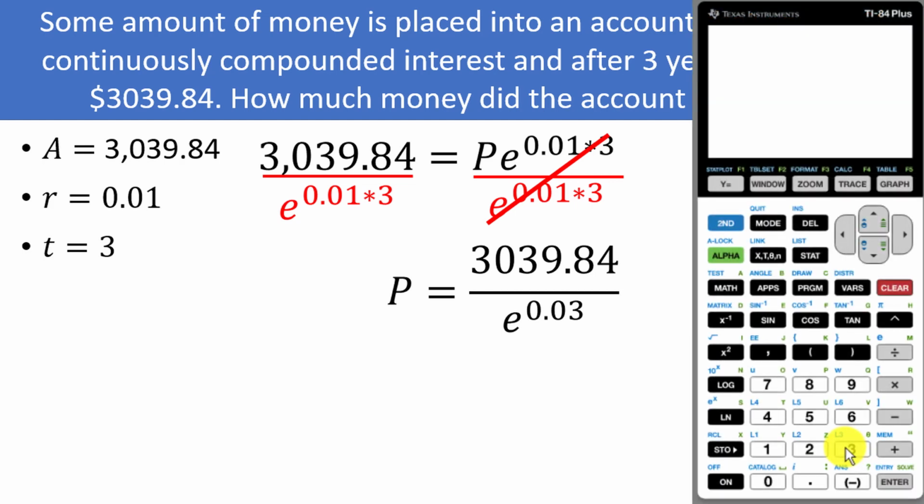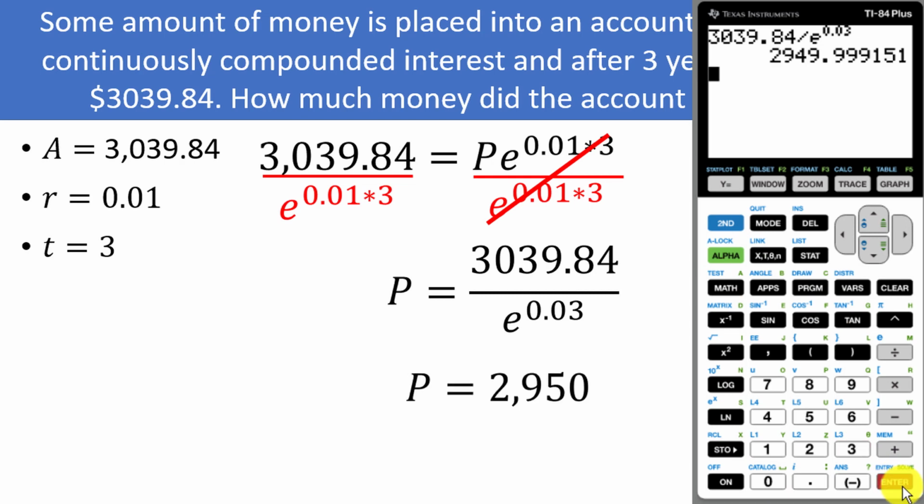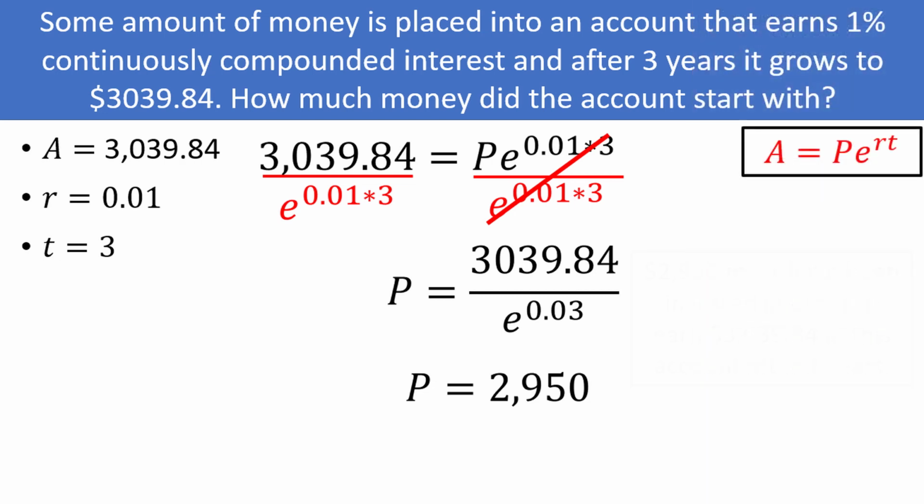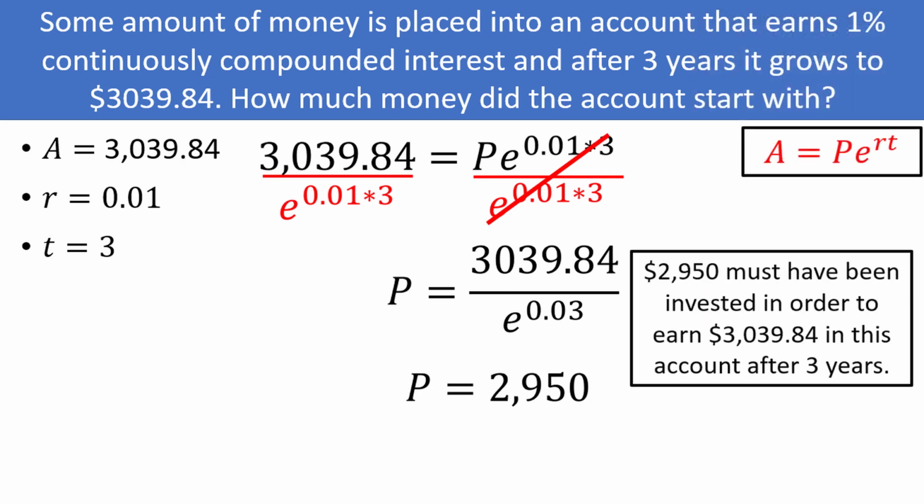Plugging into our calculator, we have 3,039.84 divided by e to the 0.03 power, which is equal to 2,950 if we round to the nearest cent, since 0.999 rounds us up. $2,950 must have been invested in order to earn $3,039.84 in this account after 3 years.